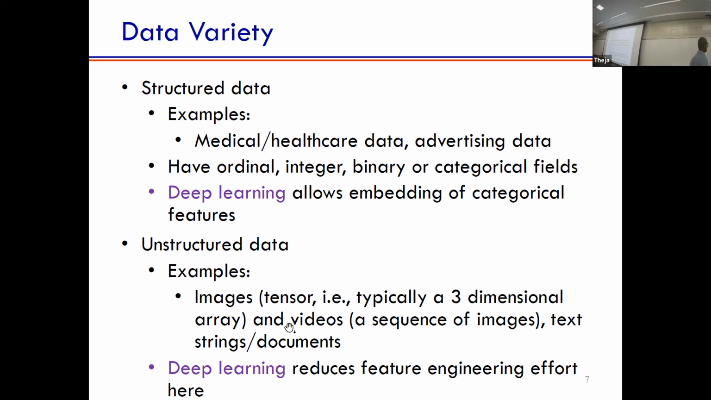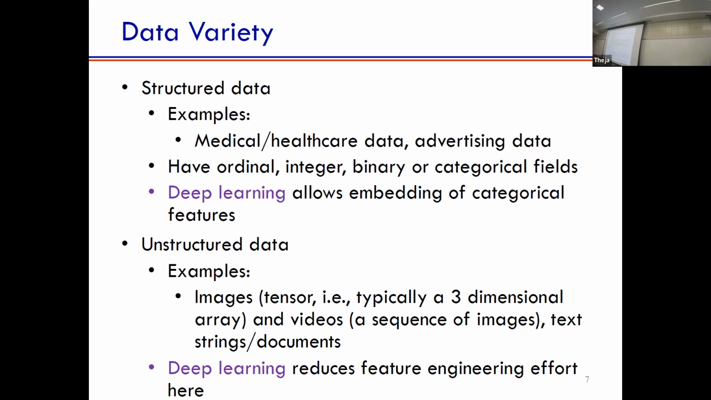Unstructured data from the get-go is going to be things like images, videos, text, and documents. Here you could actually have both types of data at the same time, and if you have seen the word multimodal, it can apply to this where you have multiple types of data. So multimodal could mean I have both images and text, or both images and numerical tabular data.